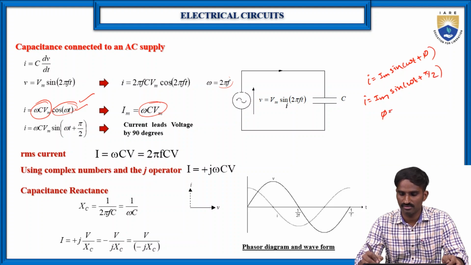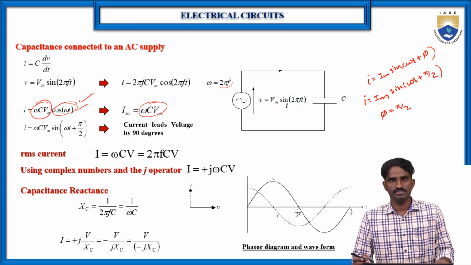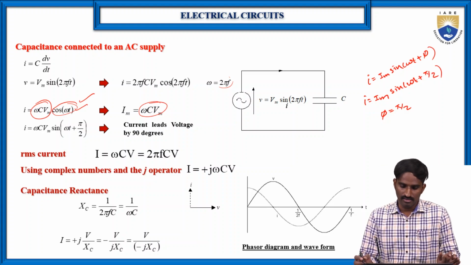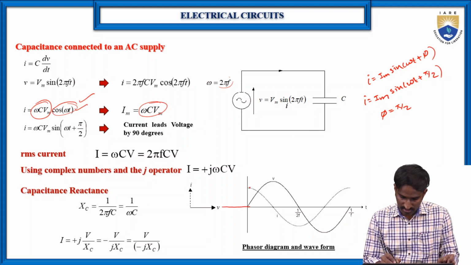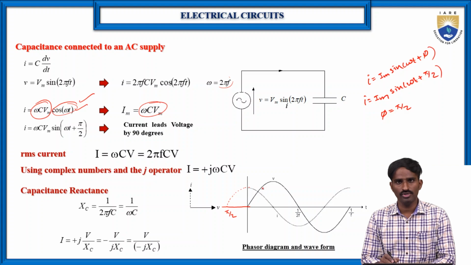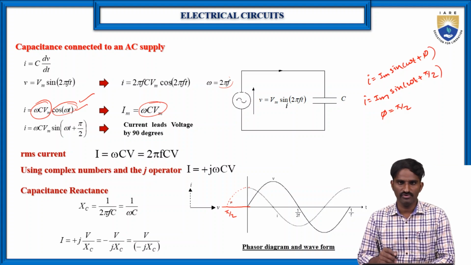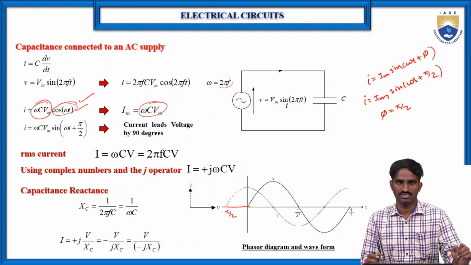So which means here the phi, that means the phase angle between the voltage and current, here it is phi by 2. So this is plus phi by 2. So which means the current is leading the voltage by 90 degrees. Or in other words, the voltage lags 90 degrees behind the current. Okay, so this way also we can make the statement, right?